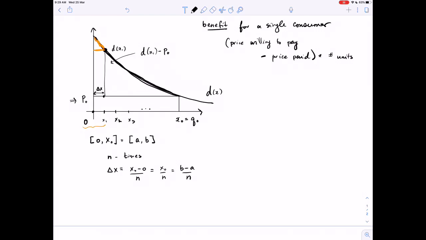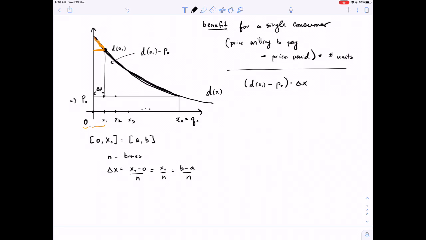So for consumers in that first interval, the benefit that they are willing to pay was d of x1 minus the price that they actually paid, times the number of units, which we can call delta x. And then we're going to continue doing that same thing for the next group.